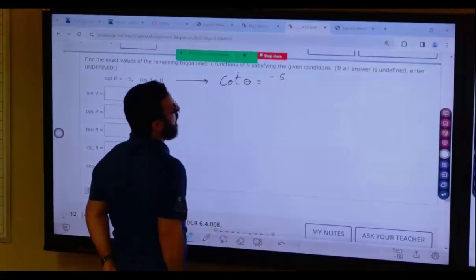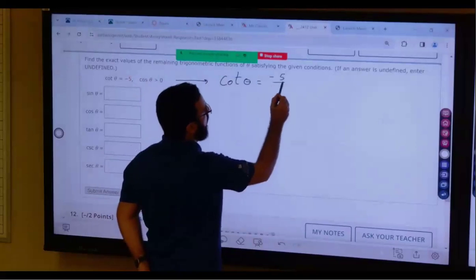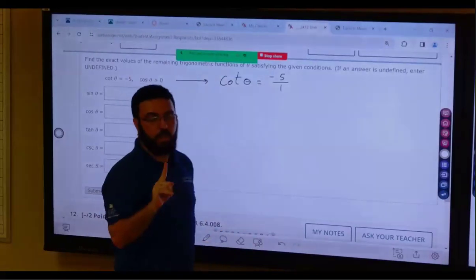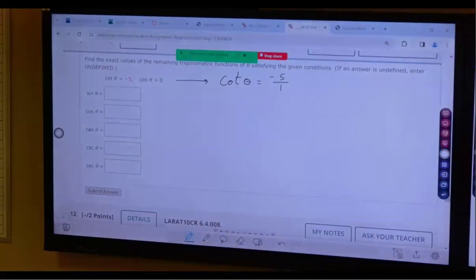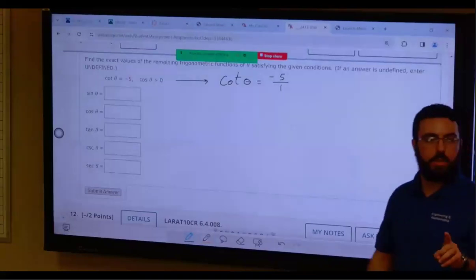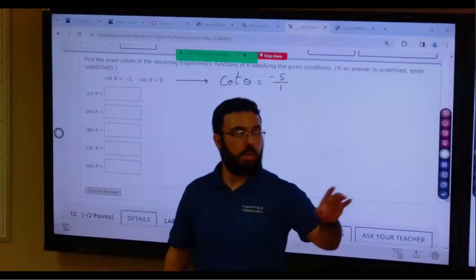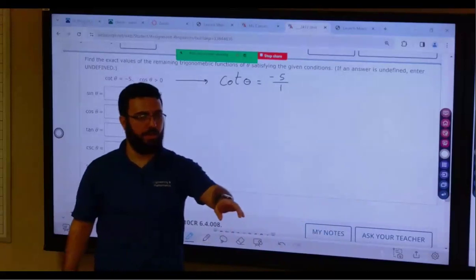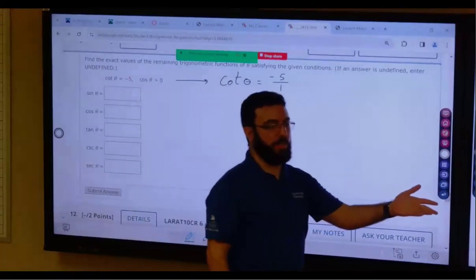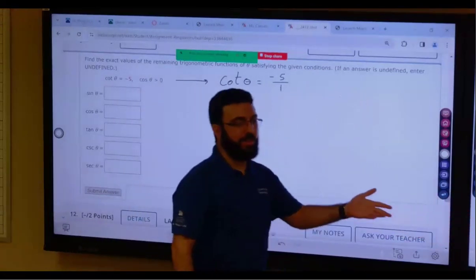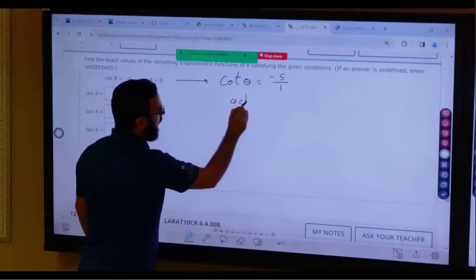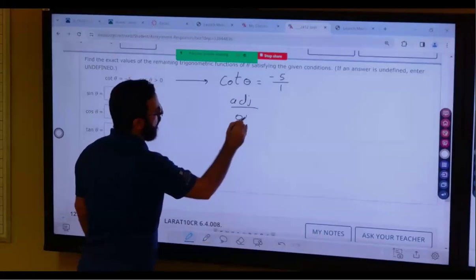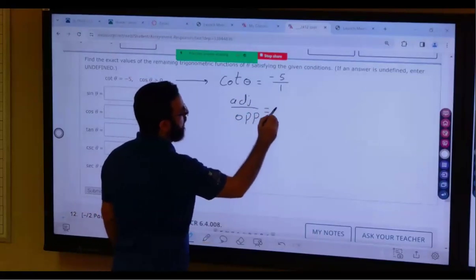-5. Can I write down -5 over 1? Yeah. Okay, but here's the important thing. The cotangent is what? How are you going to find the cotangent if you have a triangle? Adjacent over opposite. It's the reciprocal of tangent. Tangent is opposite over adjacent, so cotangent is adjacent over opposite.